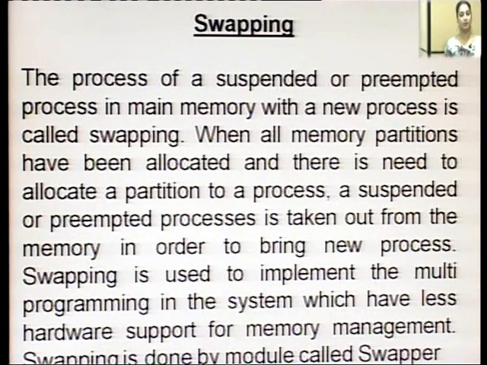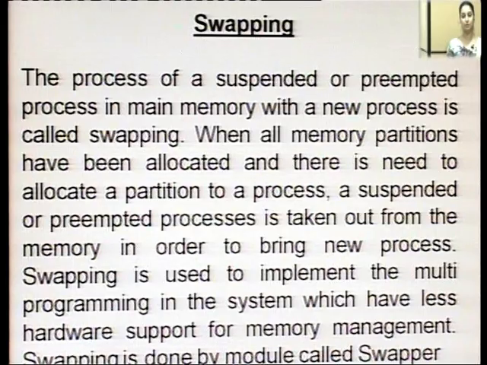With the help of swapping, we can support multi-programming in systems which have less hardware support for memory management. In a system where the hardware is not much and the memory capacity is not much higher, we use the process of swapping. Swapping is done by a module called a swapper. A swapper is a module, a program which does this process, and that is called swapping.